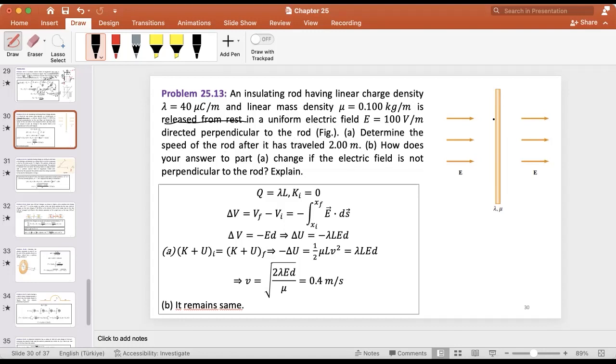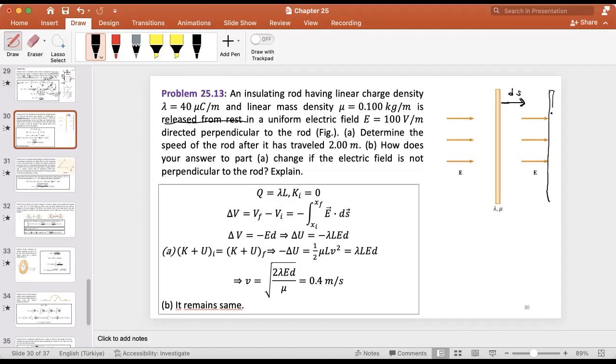Okay, look at that part. So the electric field is going this way, and also this rod moves in this way. Say this is ds. So if you look at the angle, firstly, we draw the ds. It will be important for us. I will come back. But the question is asking to determine the speed of the rod after it has traveled 2 meters. Just assume it comes to here.